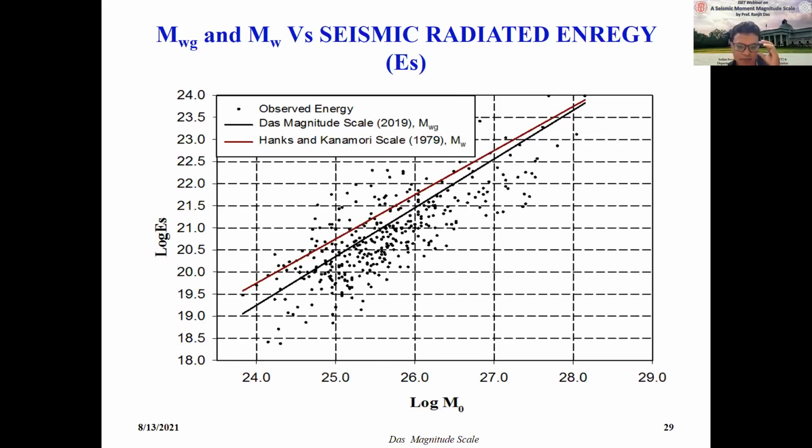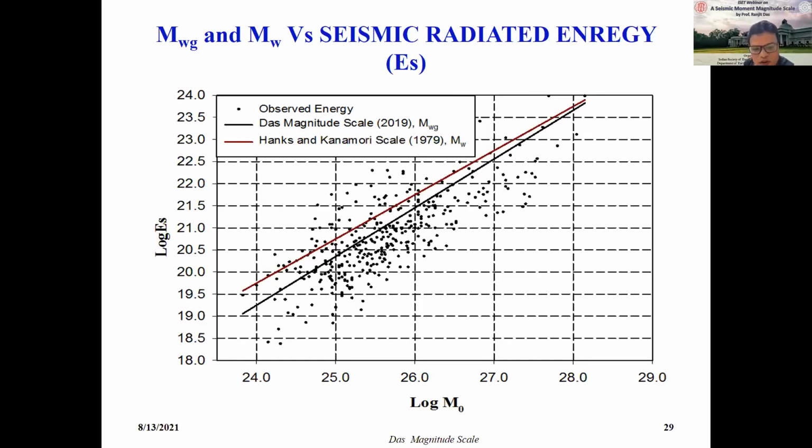The reason behind this is that at that time, we did not have sufficient data for deriving the energy. So there was an assumption on some data sets. Therefore, in comparing energy scales, we found there is a disagreement of Mw.